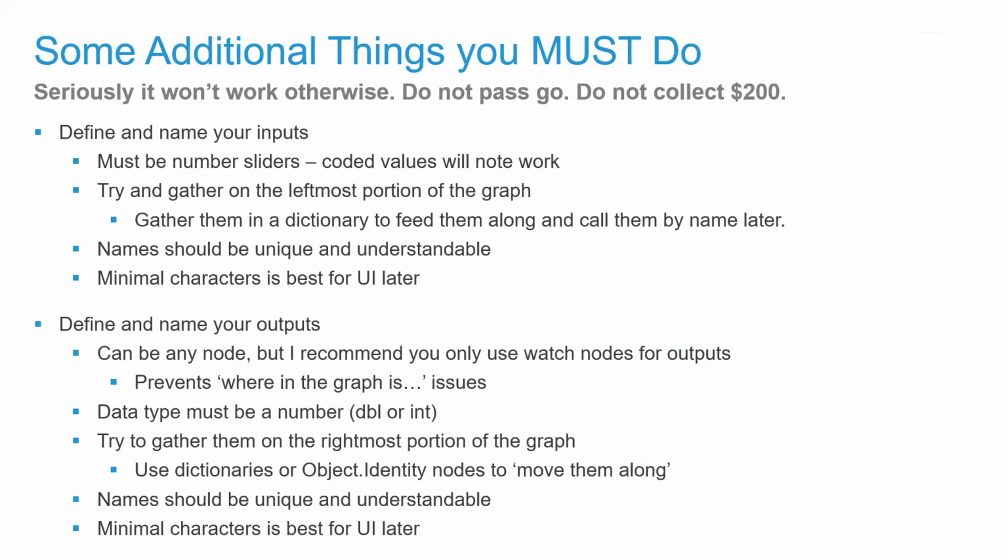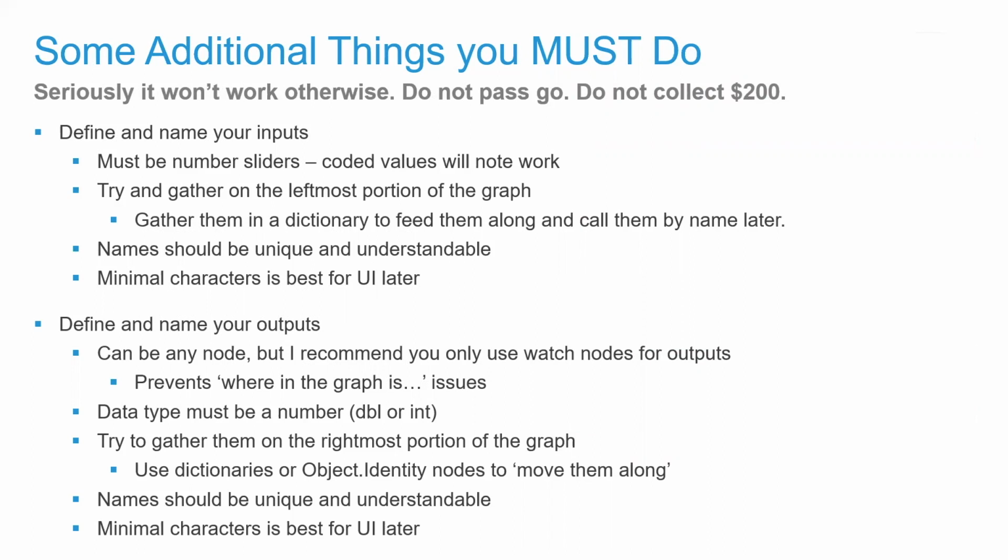So number one, define and name your inputs. You have to tell Refinery which inputs are going to vary. Otherwise, it's not going to know what to change. Okay, so make your names clear. Your inputs have to be number sliders for now. They could also be integers, but typically just use the number slider. Make them clear but short enough.